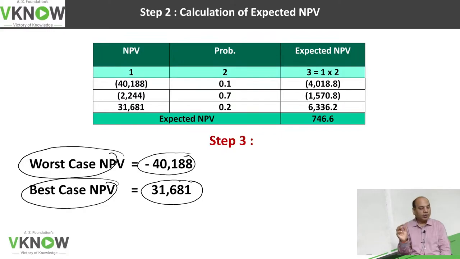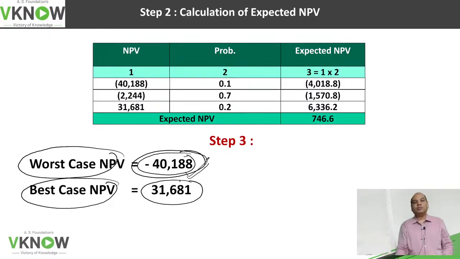But there is a probability also. So that is why they have asked you the next question. Calculate the probability of occurrence of worst case NPV, if cash flows are perfectly positively correlated over time or cash flows are independent over time.